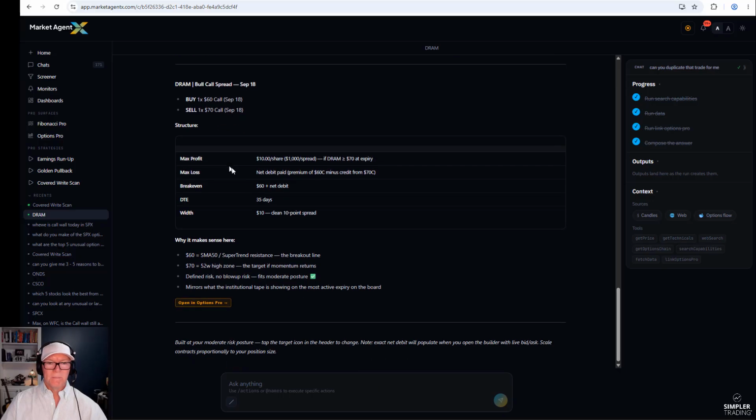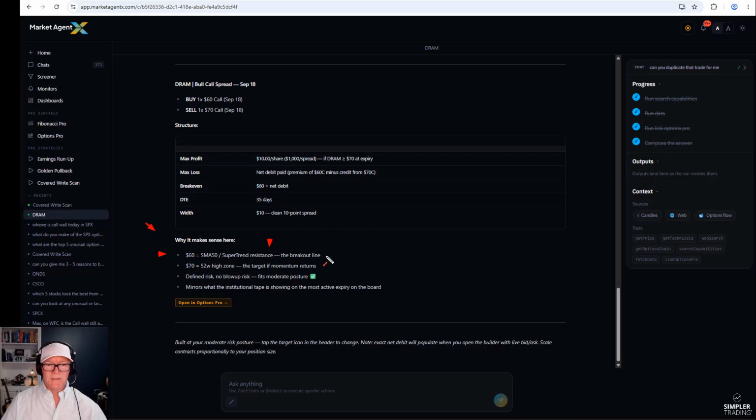That's the structure. Max profit, $10 a share, $1,000 a spread, if we're greater than 70 at expiration. Max loss. This is great stuff to know, right? Why it makes sense here. Why do you want to do this?